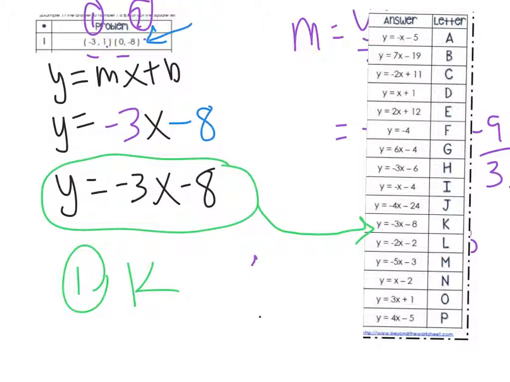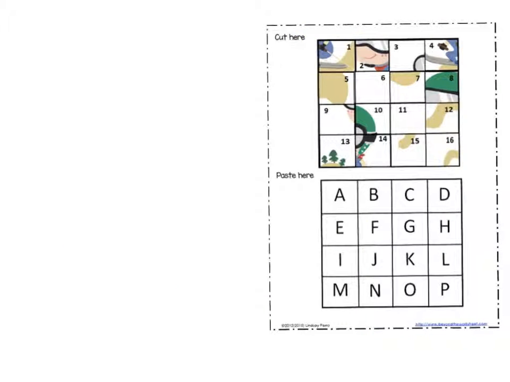So I'm going to flip the page and show you what that means. Since the answer to number 1 is K, I'm going to take this number 1, cut it out, and paste it right here where K is. Obviously we're building a puzzle. You can probably do the puzzle without doing the math, but that's not the point of what we're doing.